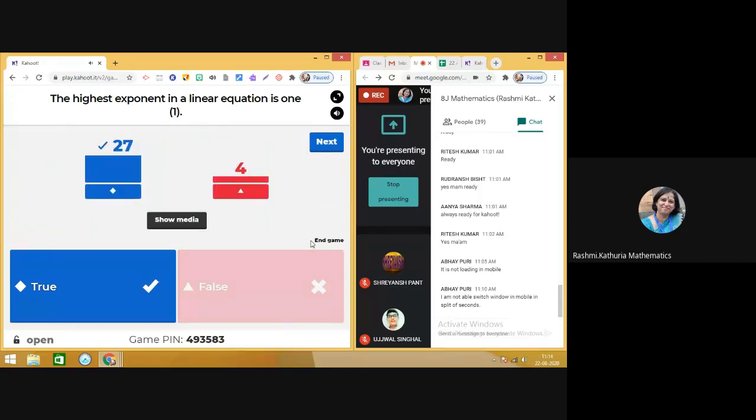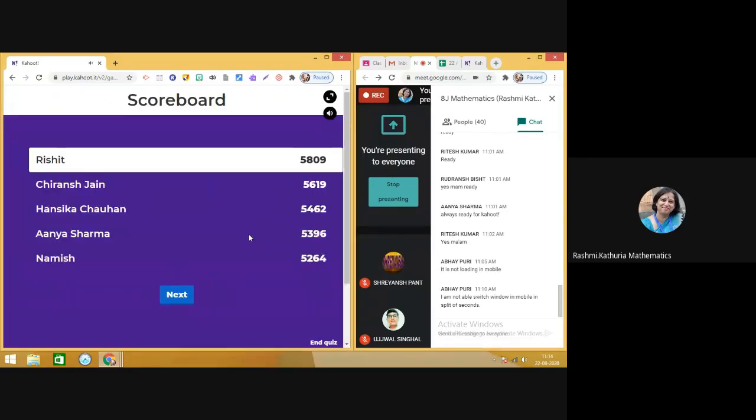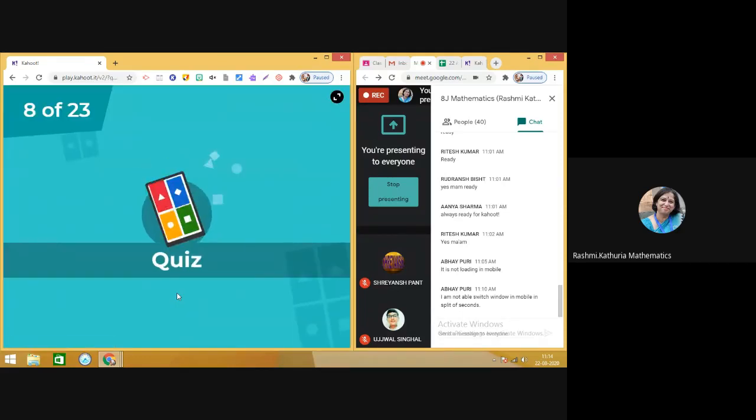Yes, 27. I don't know why 4 people have written it wrongly. You have to practice this. So highest exponent meaning the power of the variable. So highest exponent in the linear equation is 1. Interesting. So this time this is constant. Moving on to the next.